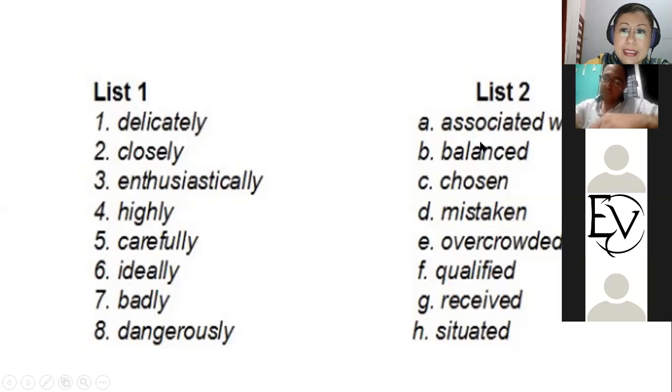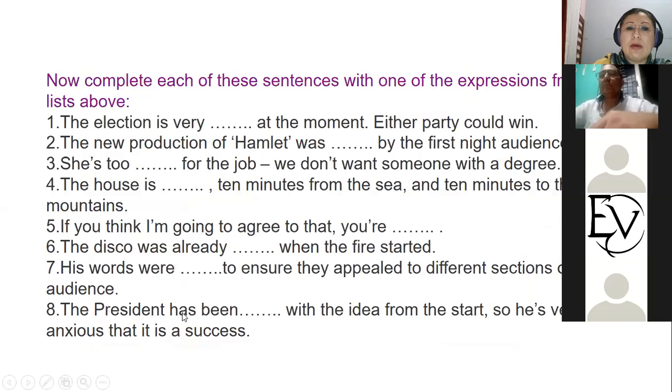And we have list two, which are adjectives, okay? Associated with, balanced, chosen, mistaken, overcrowded, qualified, received, situated. And in list one, we have delicately, closely, enthusiastically, highly, carefully, ideally, badly, and dangerously. So what I want you to do is to read this, and I will need that every one of you will take one pair of those words that are in the image I already sent to the WhatsApp group, and that you can combine and complete the sentence.